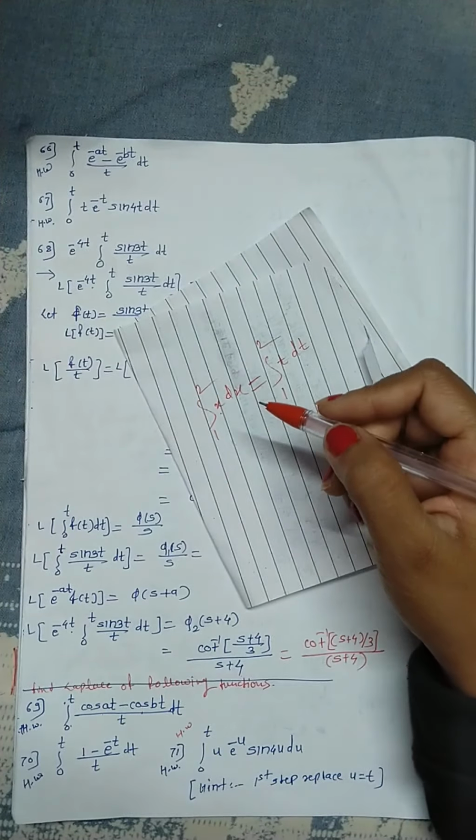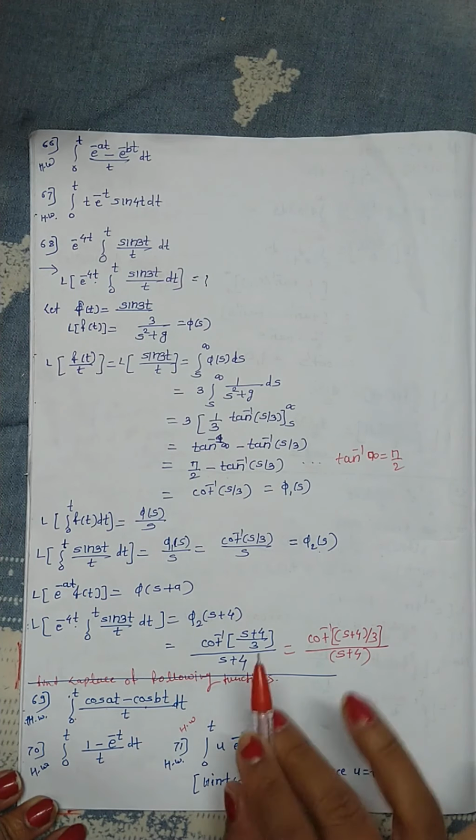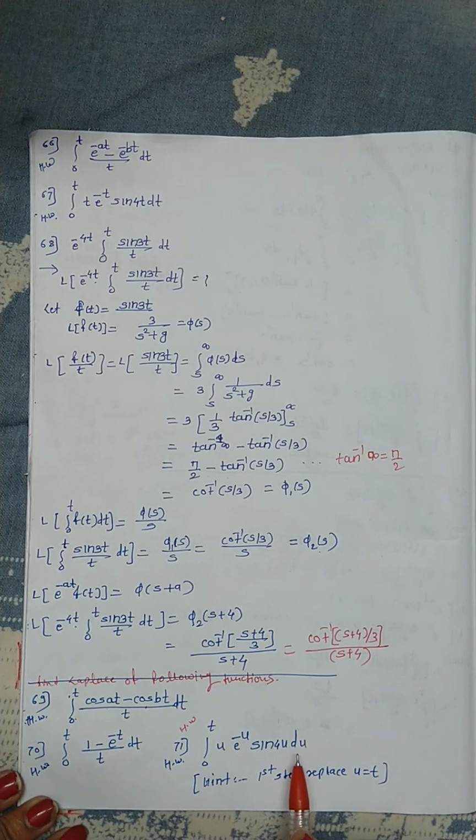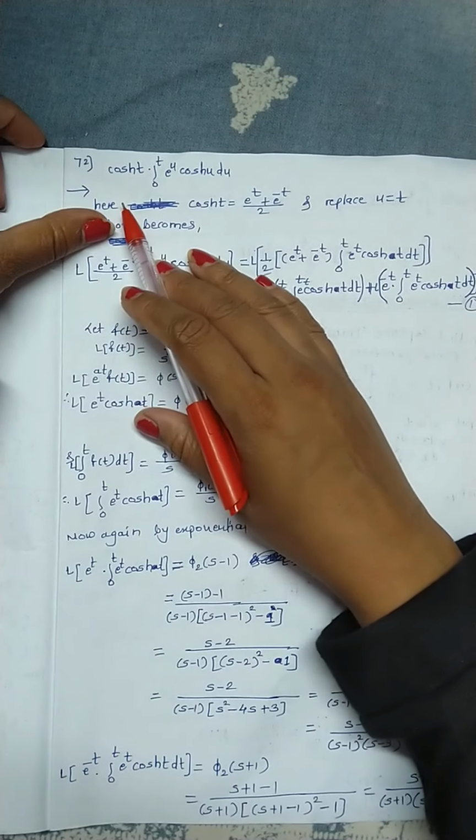Here also in this integration u is a dummy variable. I have given the hint for our convenience: as the first step you have to replace u by t everywhere. In the solution itself write down the first step as replace u by t everywhere. What will our example be then? The integration from 0 to t of t e raised to minus t sine 4t dt. Then you can solve this. These are the three homework examples based on the Laplace of integration point.